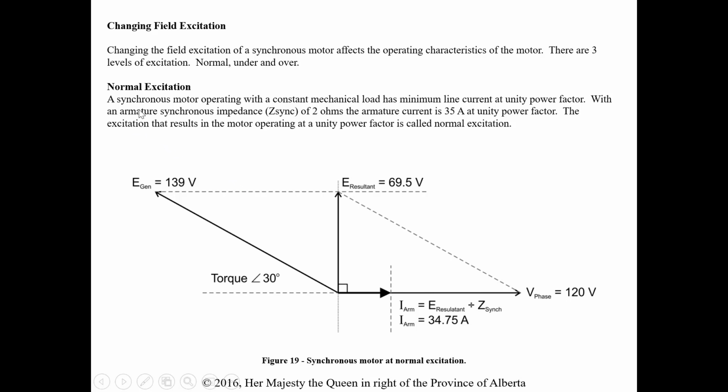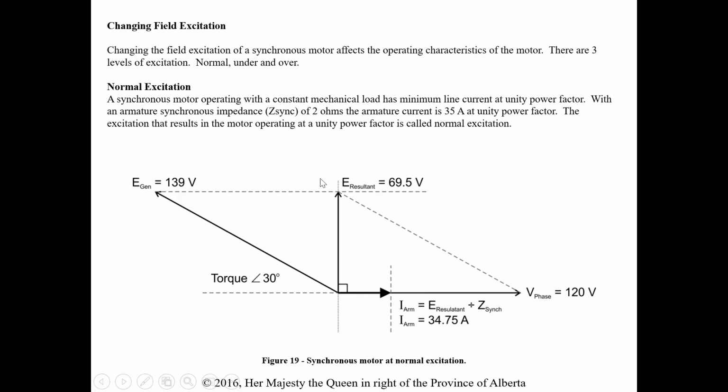So normal excitation: a synchronous motor operating with a constant mechanical load. That's important, we're not changing the load. It has a minimum line current at unity power factor. Again, another important point: when I'm at unity, I'm going to draw the minimum amount of current, because I'm not providing current to make magnetic fields, if you will. So this 34.75, in this example, would be the lowest current I'm going to see. If I come out of unity, this value is definitely going to increase.